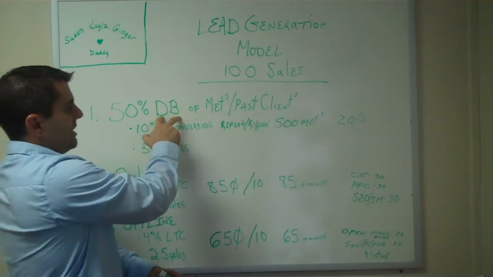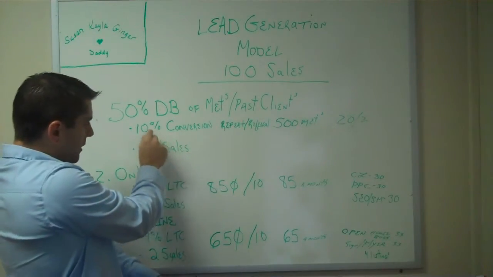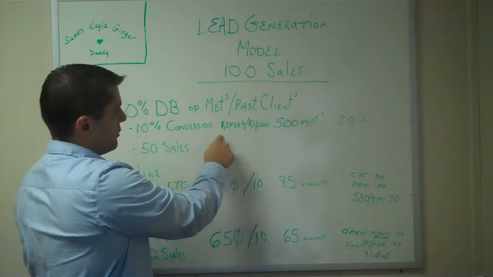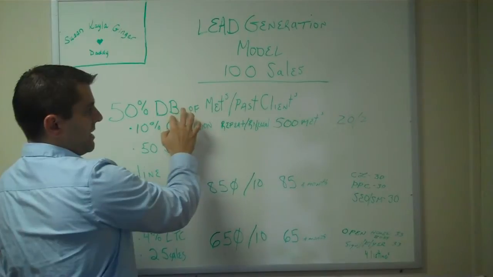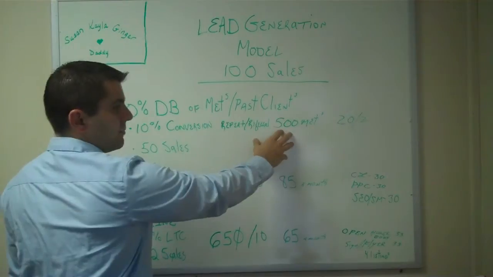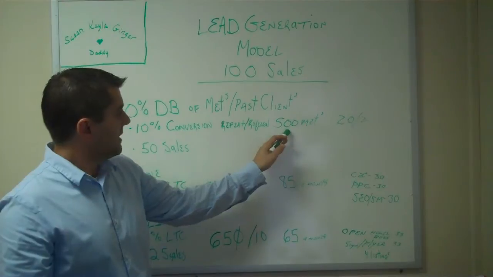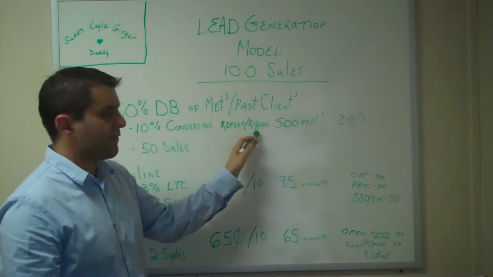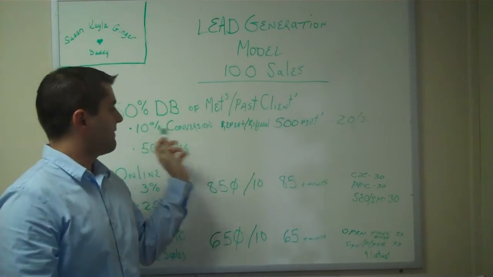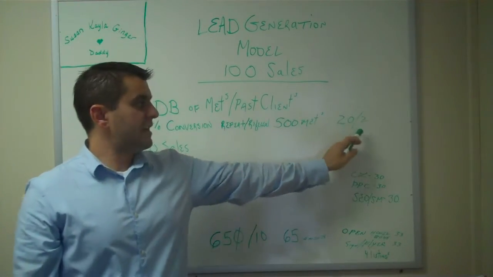So how big of a database do I need of METS and past clients to achieve 50 sales a year? At a 10% conversion, I'll show you how they get that number in a second, 10% conversion of repeat and referral from your database of METS and past clients, you would need a database of 500 people. So 500 people that would use and refer you, at a 10% conversion, you'd get 50 sales. And that 10% conversion is here, 20 and 2.